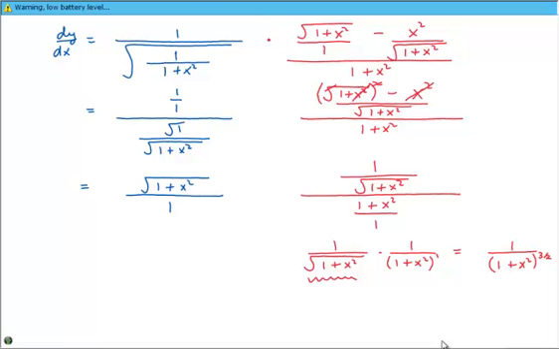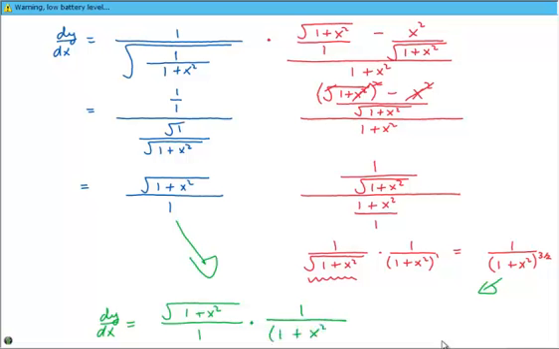I'll use green to pull it together. That's fancy. So this is going to come down, and this is going to come down, and they're going to combine, and this is your dy dx. So you'll have the square root of 1 plus x squared over 1 multiplied by 1 all over 1 plus x squared to the power of 3 over 2. Again, similar sort of thing. The square root of 1 plus x squared, well, that's to the power of a half.